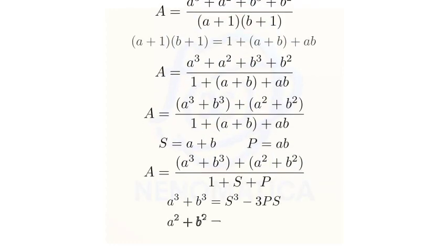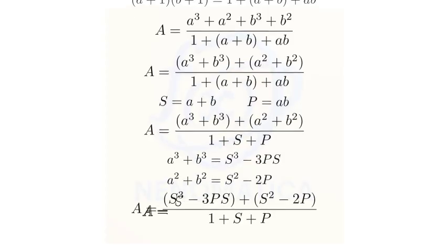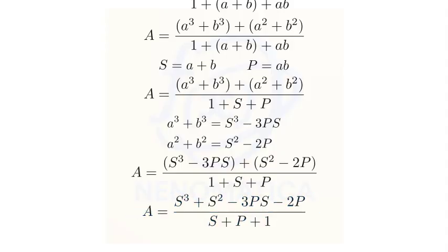Step 5. Use power sum identities. a cubed plus b cubed equals s cubed minus 3ps. a squared plus b squared equals s squared minus 2p. Substitute these into the expression for capital A. Step 6. Combine like terms in the numerator. We obtain s cubed plus s squared minus 3ps minus 2p, all divided by s plus p plus 1.